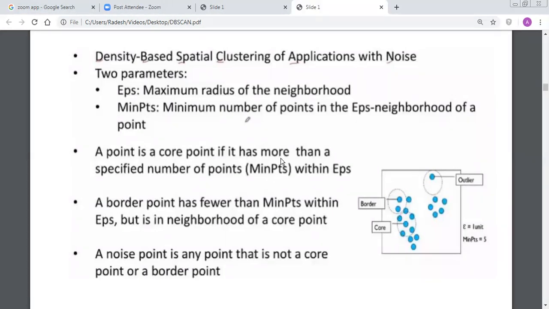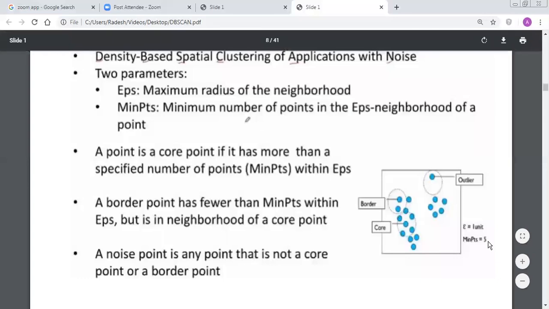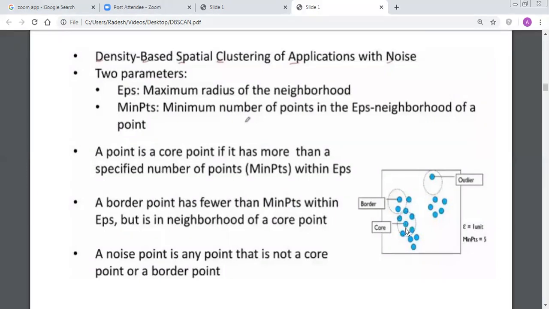So what is the more than specified number of points? It is the minimum points being mentioned here. The minimum points are 5 in number, as we have mentioned already on the right side. So when we have these minimum 5 points, you see the number of points existing in this particular circle, including this core point. The core point is one of the given points. Apart from that, we have the second one, the third one, fourth, fifth, and the sixth. So here we have come across 6 different points.